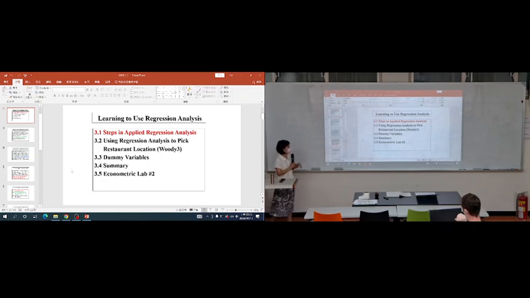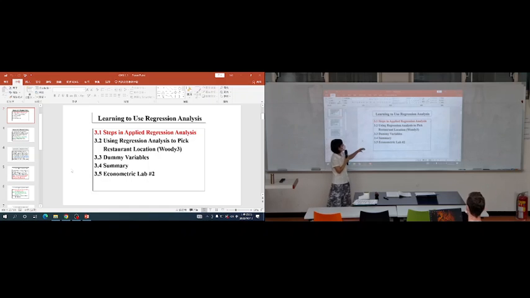The first section, I'm going to talk about those steps in applied regression analysis. When we say applied regression analysis, it means that in the real world, how do they do the research, regression analysis? Is there any rules we can follow, or we can learn from those econometricians? Then we use one of the examples in the textbook to follow these steps, go step by step. Then how do we do it?